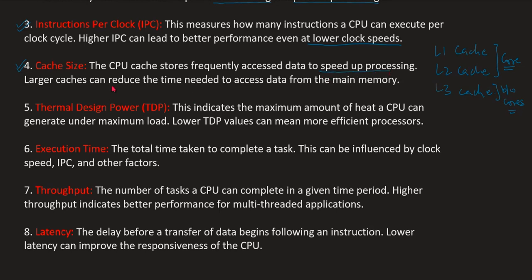So a larger cache can reduce the time needed to access data from the main memory. Instead of going to main memory, that is RAM, to retrieve data, the processor will be able to get the data directly from the cache memory available inside the processor.